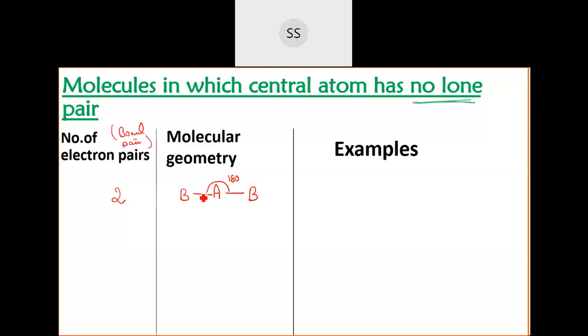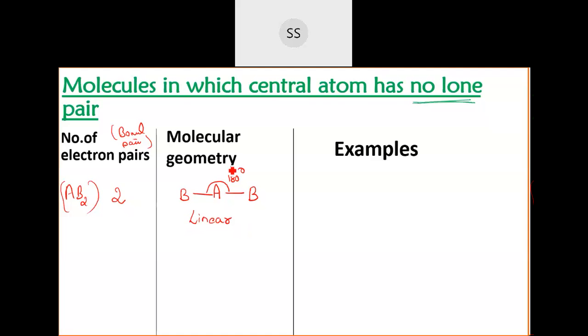This is an AB2 type of molecule, where the number of bonds formed between A and B is 2, meaning A has combined with 2 B atoms. So there are 2 bond pairs and no lone pair of electrons. If it is a straight line, in maths you call it linear. So the geometry is linear. If they ask you the geometrical shape for an AB2 type of molecule, where 2 bond pairs are there, the shape is linear.